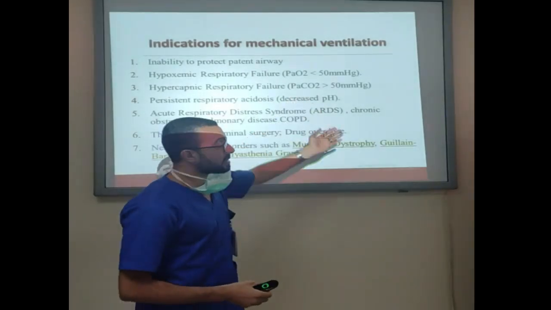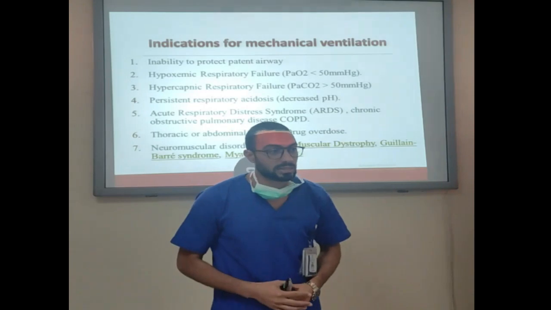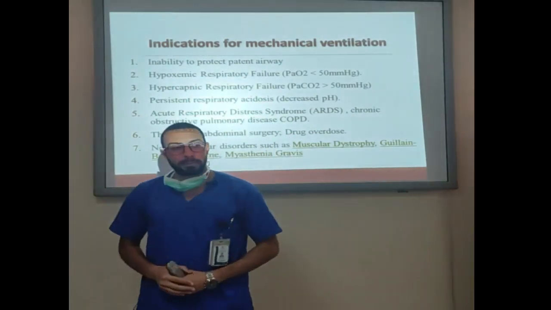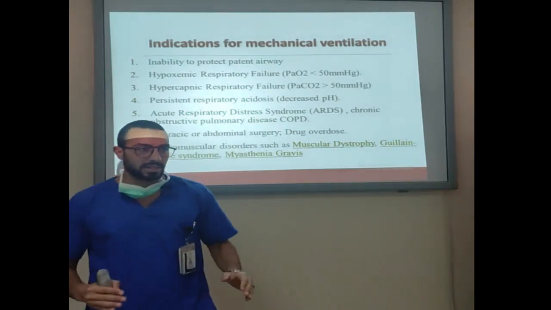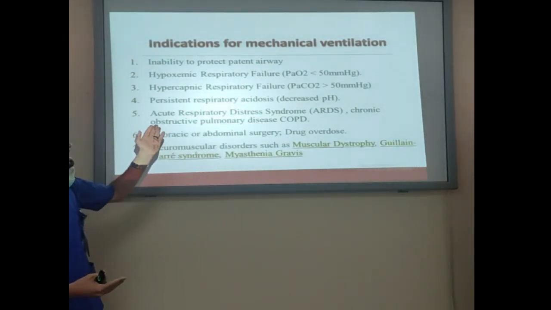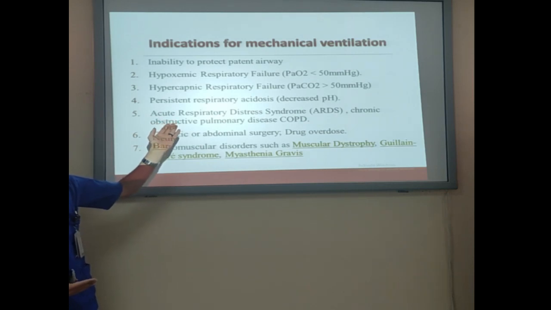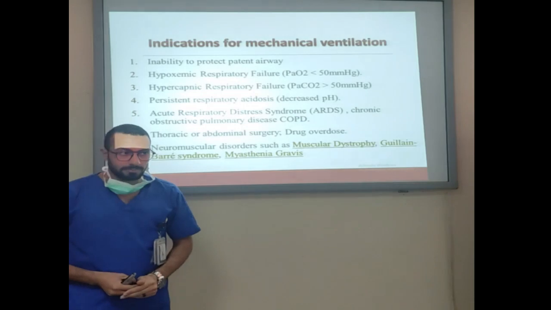Like PaO2 less than 50. What is the normal range for PaO2, by the way, in the arterial blood gases? It's from 80 to 100, but less than 50 is very severe hypoxemia. So we have a problem now in the gas exchange, right? Hypercapnic respiratory failure is the same.